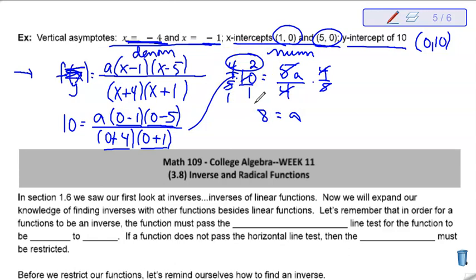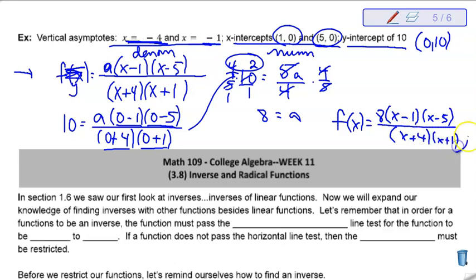So for our final answer, all I'm going to do is put 8 back in for A. It would be f of x equals 8 times an x minus 1 times an x minus 5, all over an x plus 4 and an x plus 1. And that's our final answer at this point.